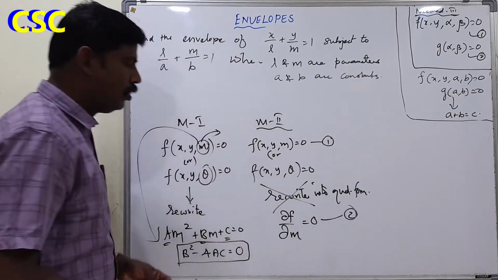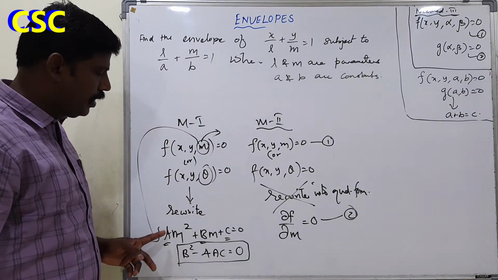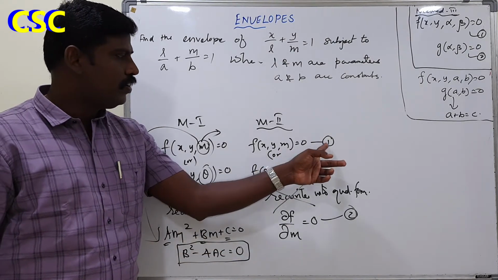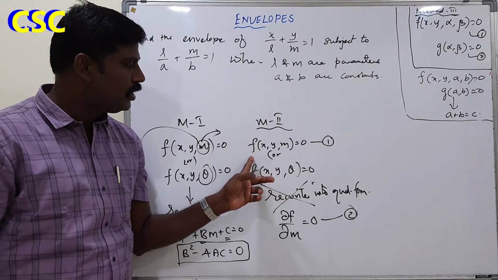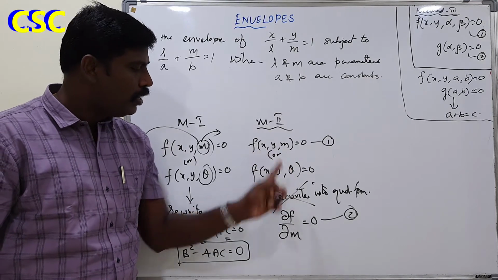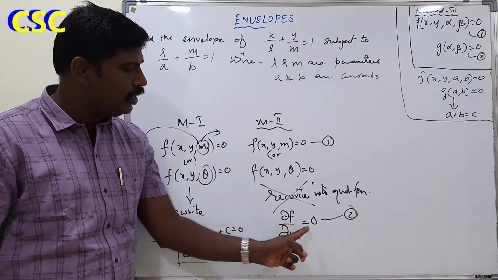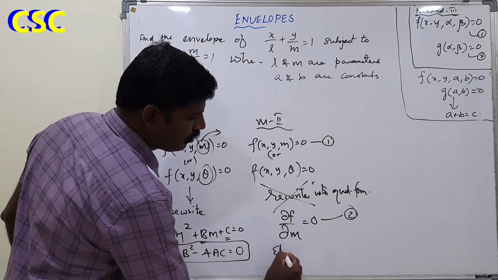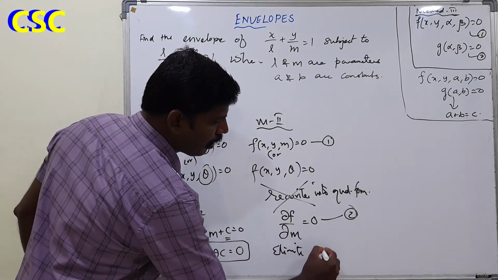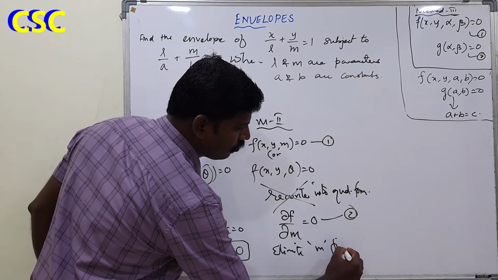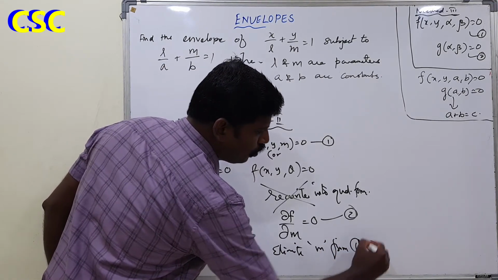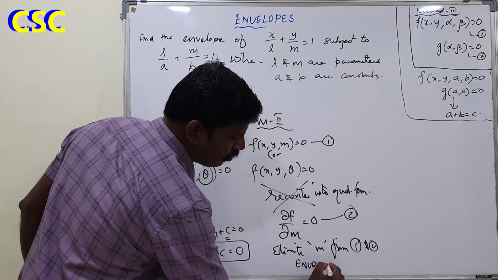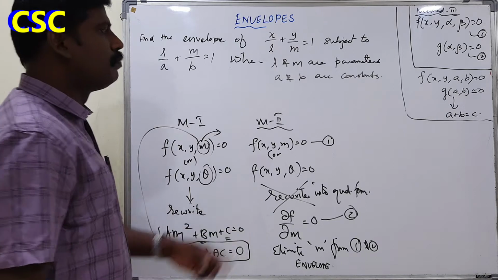Condition number 2: suppose the equation cannot be rewritten in the form of a quadratic equation in m, then take the given equation as 1 and take the partial derivative of f with respect to the given parameter. You get dou f by dou m equal to 0. Then we can eliminate the parameter m from 1 and 2, and you can get the envelope. This is method 2.